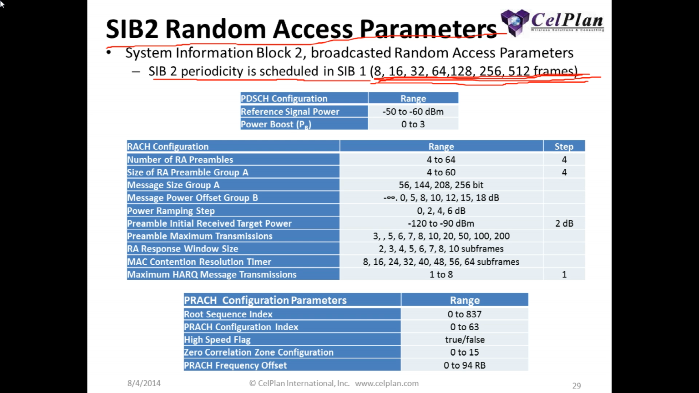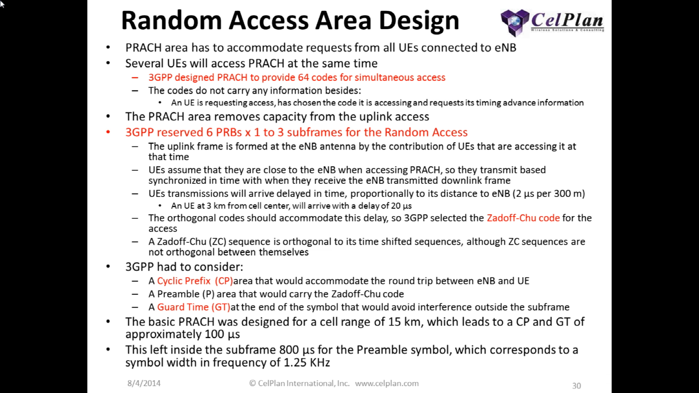I divided the SIB2 parameters into 3 groups: the PDSCH configuration, the RACH configuration, and the PRACH configuration. As you can see, there are many parameters, and we will cover each one of them as we go along. But it's very important to understand where those parameters come from, what the range is, and so on. Well, first we need to analyze how the random access area was designed.